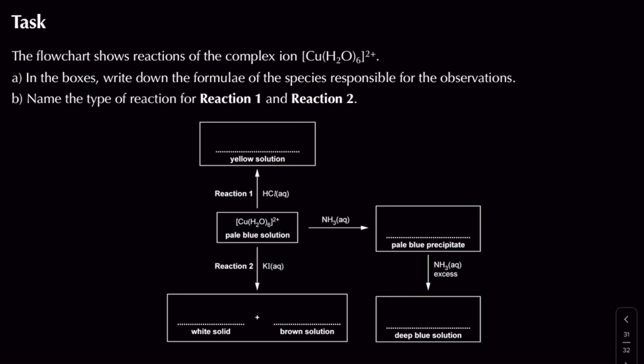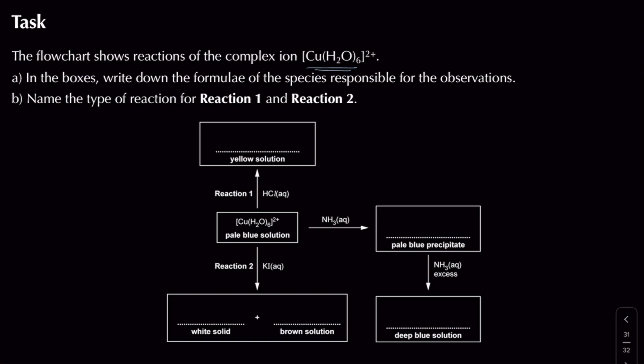So yeah, I've got a task for you to try. Feel free to pause the video, have a go, and then resume once you're ready to go over the answer. So yeah, in this case, we're told the flowchart shows the reactions of the complex ion of copper hexaqua ions. That's going to be 2 plus. In the boxes, we need to write down the formula of the species responsible for the observations.